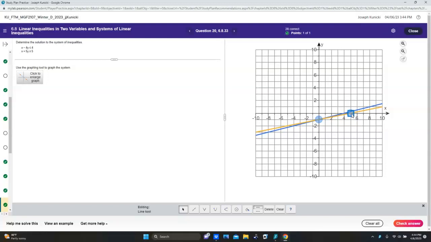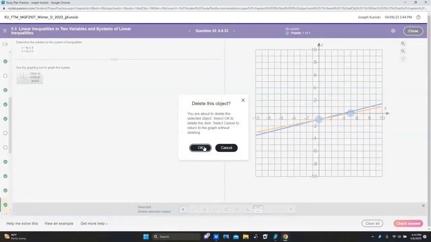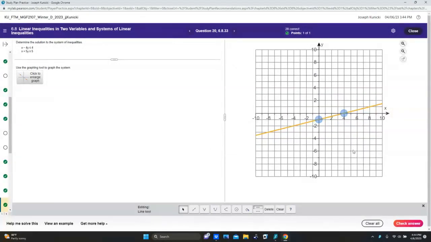Oop, I made a mistake there. I'm going to start over. Okay, there's the first one. The first one's correct. Let me redo the second one. So I need a line tool, solid. Okay, when x is 0, y is 1. My bad. See, I said minus 1.